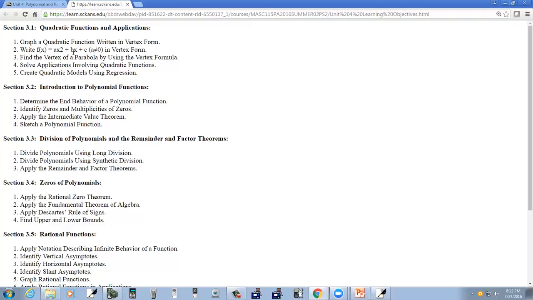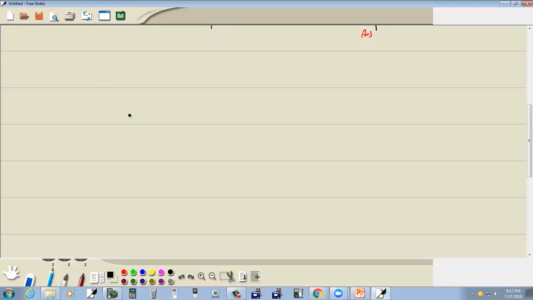Now this second topic says write f of x equal ax squared plus bx plus c in vertex form. That would be, for example, if I had ax squared plus bx plus c, and I want to transform that to a times (x minus h) squared plus k. That's what they're referring to.